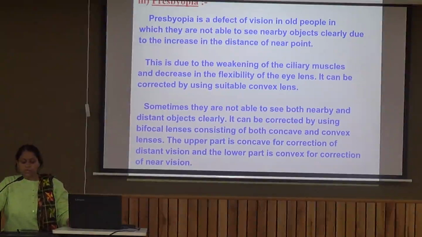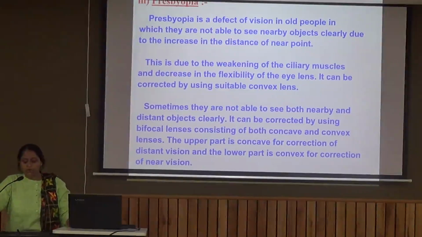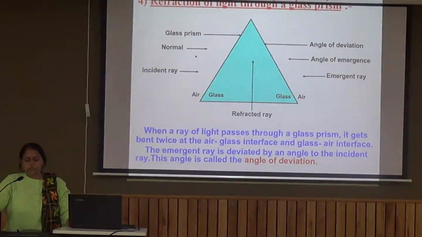Sometimes they are not able to see both nearby and distant objects clearly, so it can be corrected by using a bifocal lens, which consists of both a concave and a convex lens. The upper portion is concave for the correction of distant vision, and the lower portion is a convex lens for the correction of near vision.